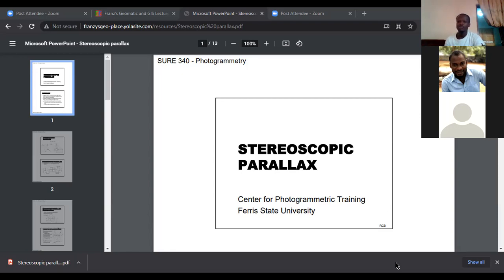So how can we proceed? We can proceed by saying that if that is parallax, then the same parallax we're experiencing, we're having the same thing happening here. So stereoscopic parallax is leading us to stereoscopic parallax.